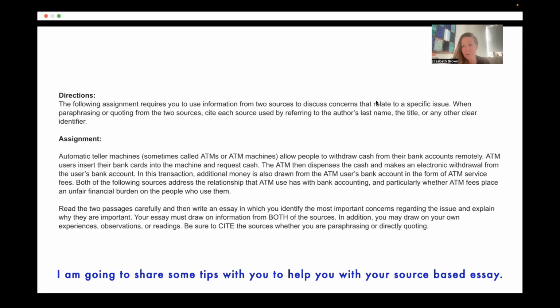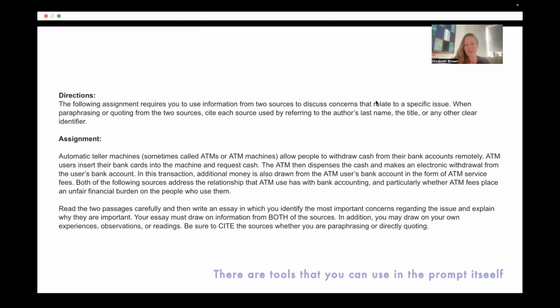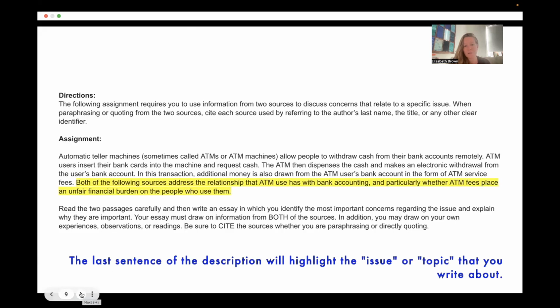I'm going to share a few tips with you to help you with your source based essay. I want to indicate there are some resources that you can use so that you do not have to read every word of the source based essay. The first resource is the last sentence in the assignment. That is often where the topic can be found.